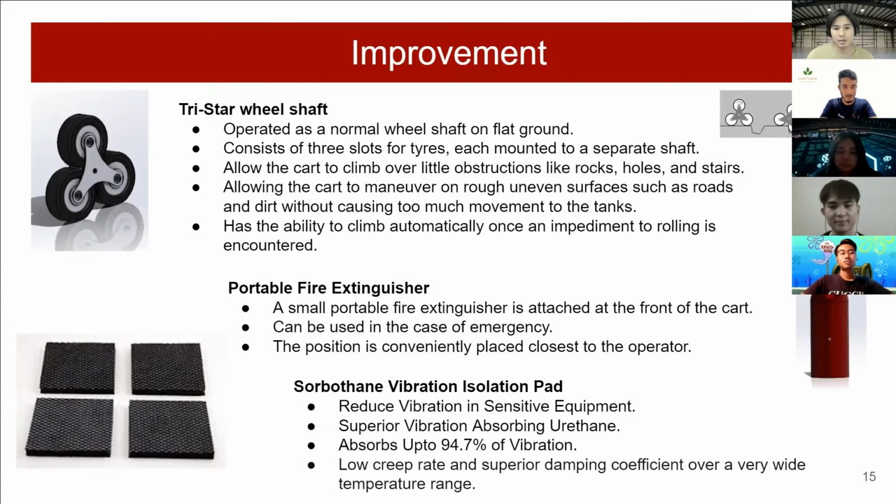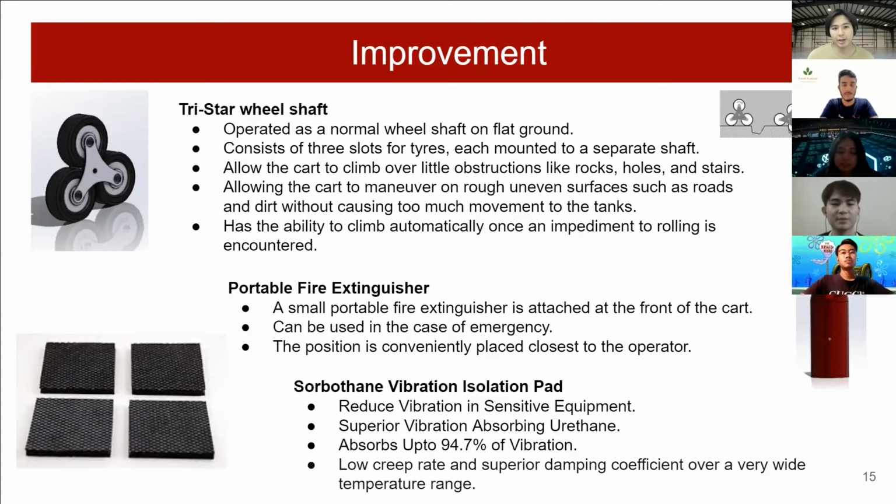Mainly because this tri-star wheel shaft can handle bumpy roads or uneven terrain much better than a normal wheel shaft. It is operated as a normal wheel shaft on flat ground, more specifically in this case, the hangar, because the hangar has a smooth surface.